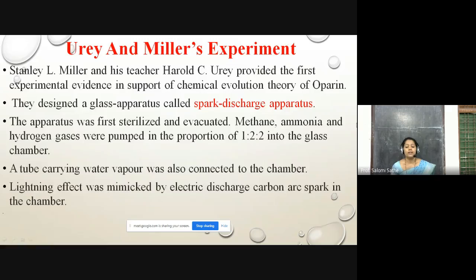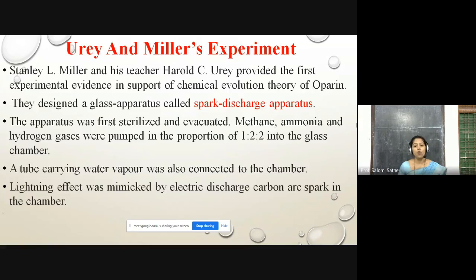Now, the apparatus was first sterilized and evacuated. Then methane, ammonia and hydrogen gas were pumped in the proportion of 1:2:2 into the glass chamber. Very important: methane in 1 proportion, ammonia in 2, and hydrogen gas also in 2 proportion. These gases are pumped into that glass chamber.